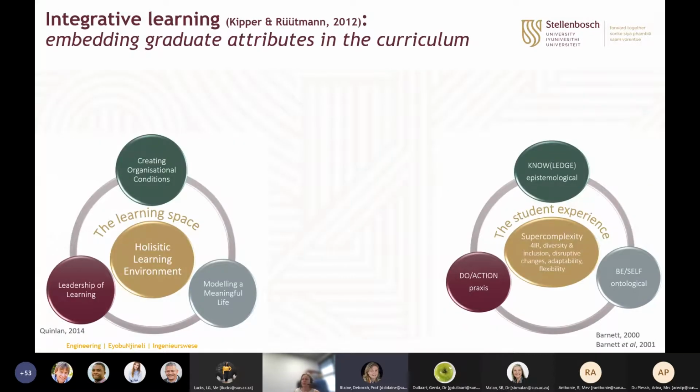So we've got these two models. The one is this systemic learning space that we're trying to create, and the other is where the students are and what they are experiencing through the curriculum. Somehow we need to integrate these two so that what we're doing at a systemic level is reaching the students and helping us to graduate students with graduate attributes. The model I looked at here is Kipper and Rittman's integrative learning, as well as a lot of other models in that paper that I've listed here. But this is the framework that I'm using to connect these two spaces.